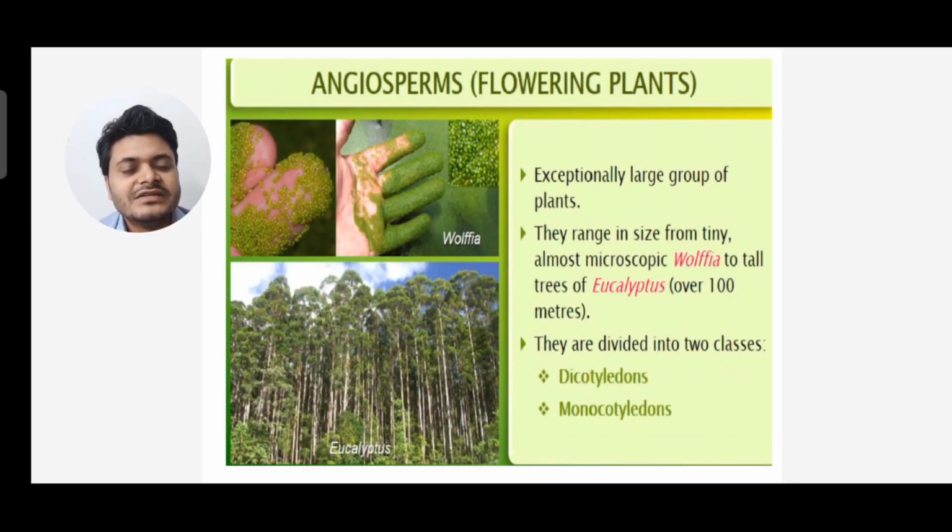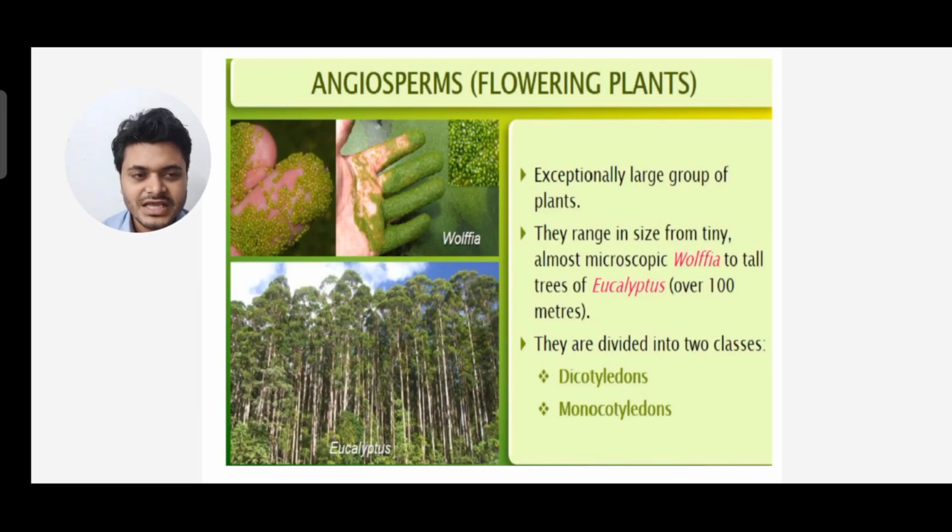So angiosperms are the flowering plants. Example: Wolffia, Eucalyptus. They are an exceptionally large group of plants and they range in size from tiny, almost microscopic, that is Wolffia, to tall trees like Eucalyptus, over 100 meters. So it extends from tiny to large, and they are divided into two major classes.